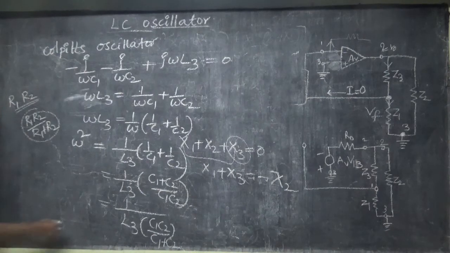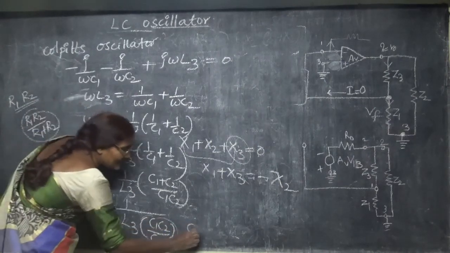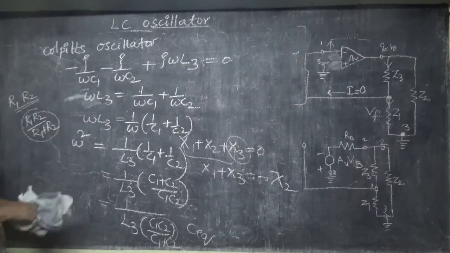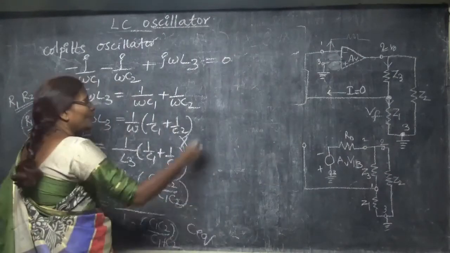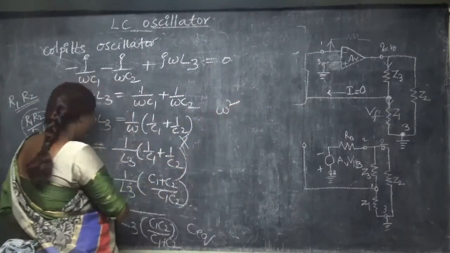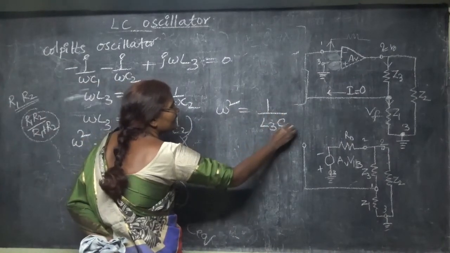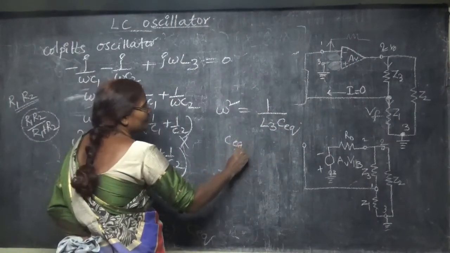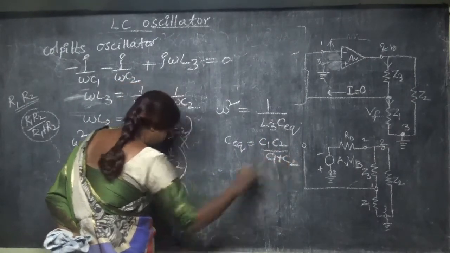Understood? So what is my omega square? Omega square. So I can write this as C equivalent. What do I call this whole quantity? I write C equivalent. Then omega square is going to be 1 by L3 into C equivalent, where C equivalent is equal to C1 C2 by C1 plus C2.